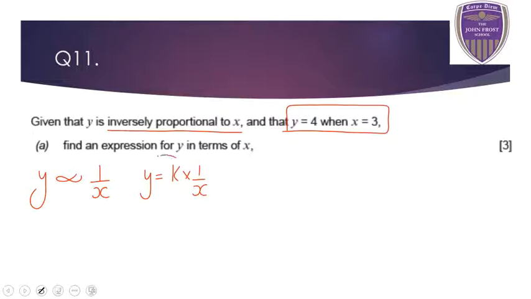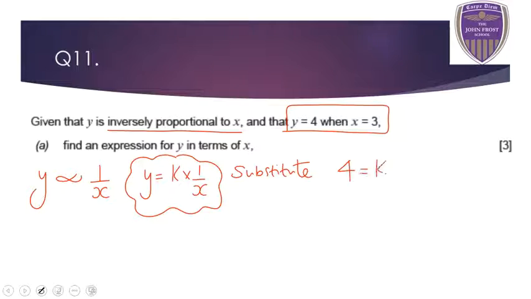So what you have to do from this equation, you have to substitute y is 4, so 4 is equal to k times 1 over 3. And then rearrange it to find k. So what I'm going to do is to times both sides by 3. So 12 will be equal to k, because 1/3 times 3 is 1, and the 4 times 3 is 12.